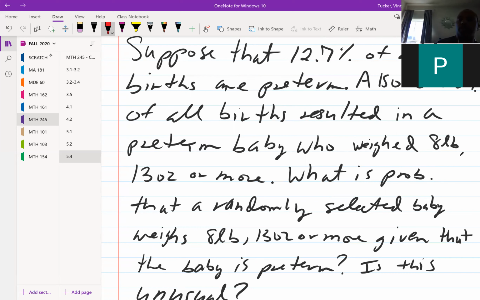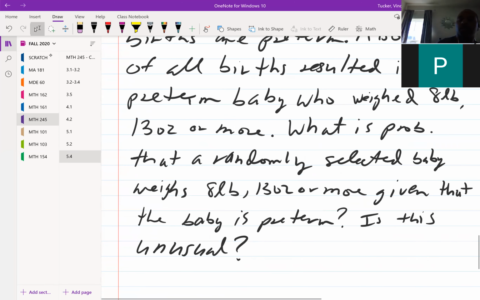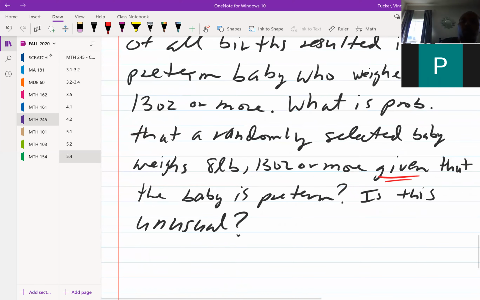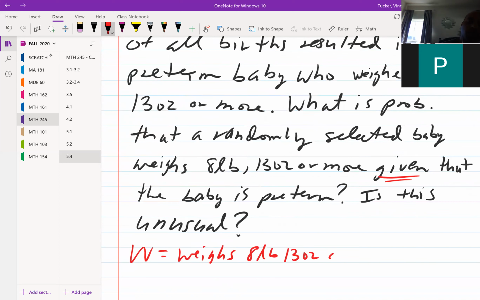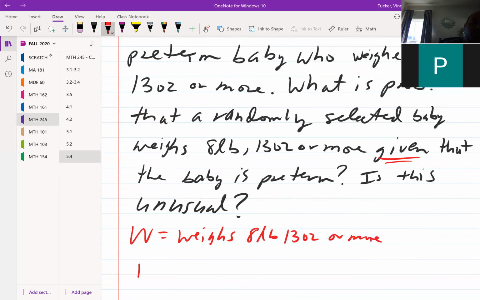All right, so let's establish our events. The word given right there lets us know there's an event before, an event after that we have to account for. So baby weighs 8 pounds, 13 ounces or more, given that the baby is preterm. Use W for weighs, and P for preterm.